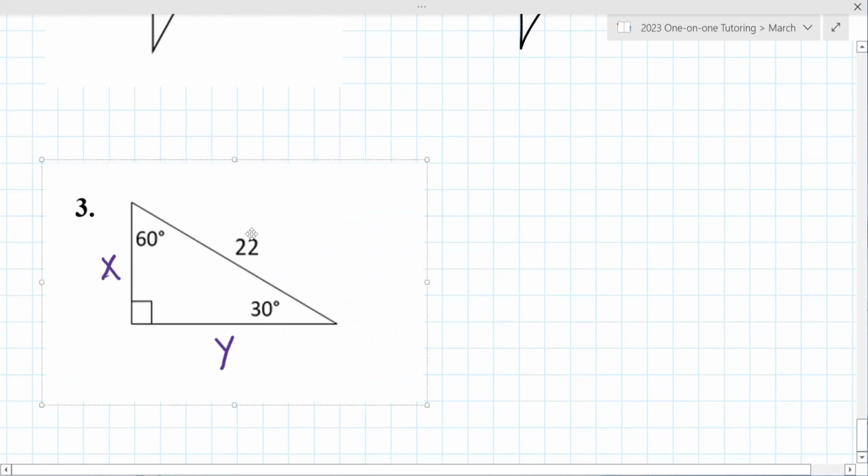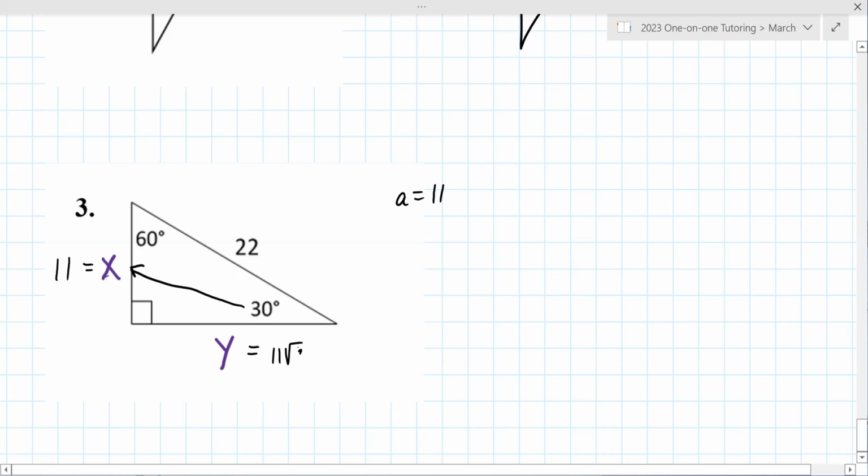All right, so 22 is the fill in the blank. Hypotenuse. Hypotenuse, good. So then A would equal 11. Yes. And then the short leg would also equal 11. Is that X or Y? X. And it's X because it's across from 30. All right, good. What does that make Y? And then that makes Y 11 square root 3. Good.